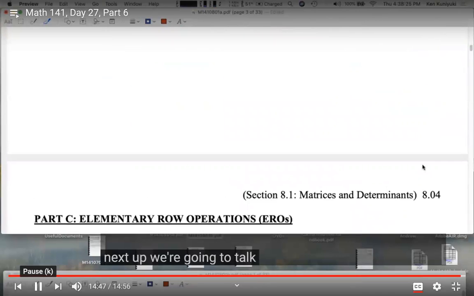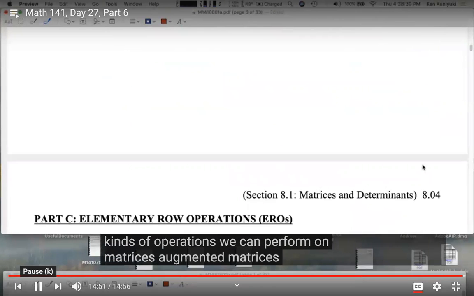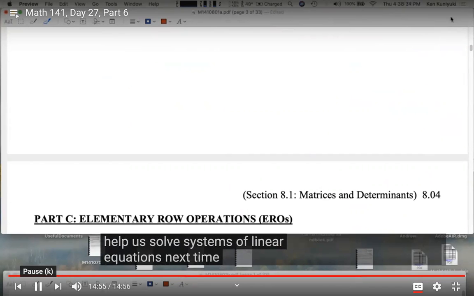Next up, we're going to talk about the kinds of operations we can perform on matrices, augmented matrices, in order to help us solve systems of linear equations. Next time. Okay. Any questions before we proceed? Any questions? All right.